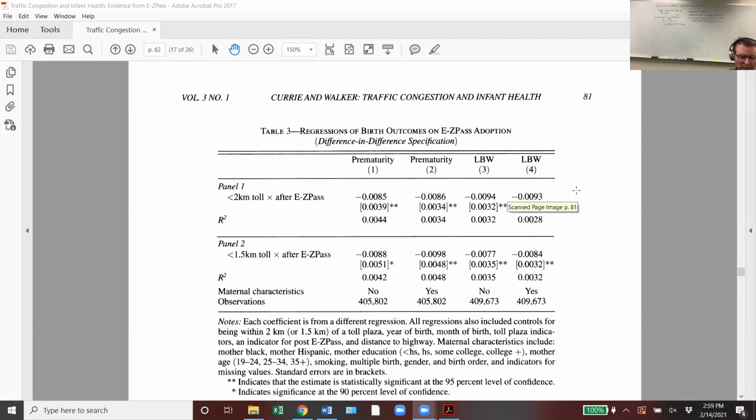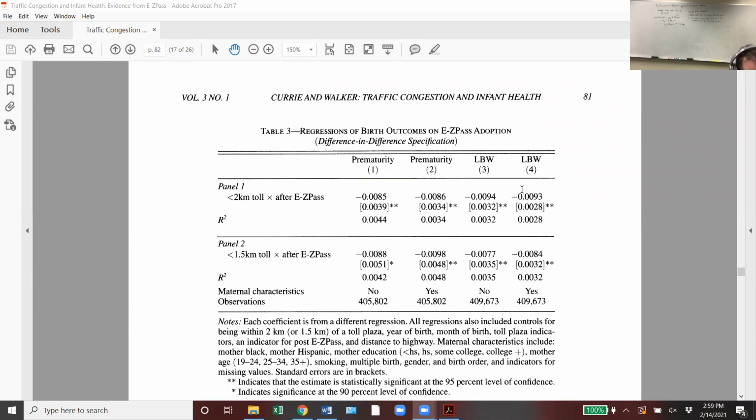The outcome here is low birth weight, and the yes down here indicates that we're introducing a bunch of maternal controls, which you'd want to do. They include without and with, to see whether the results change when you introduce maternal characteristic controls. You'd hope they wouldn't, and in fact they don't. The second outcome here is premature birth, but let's concentrate on low birth weight.